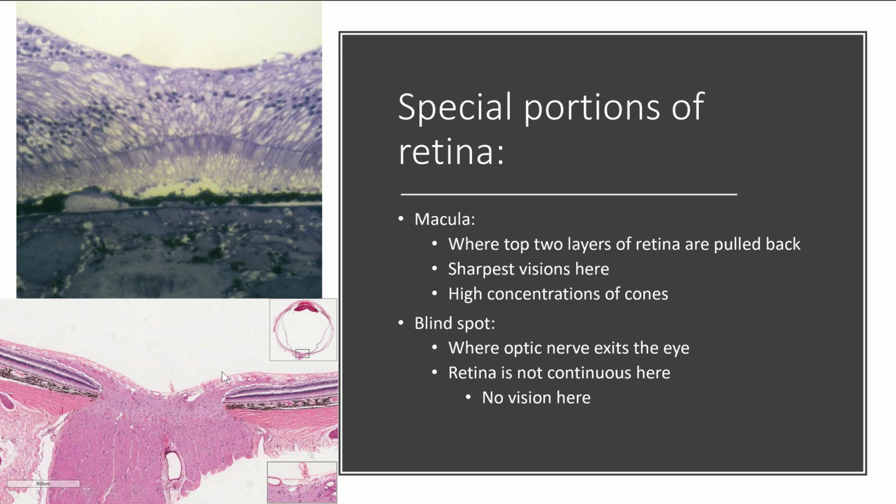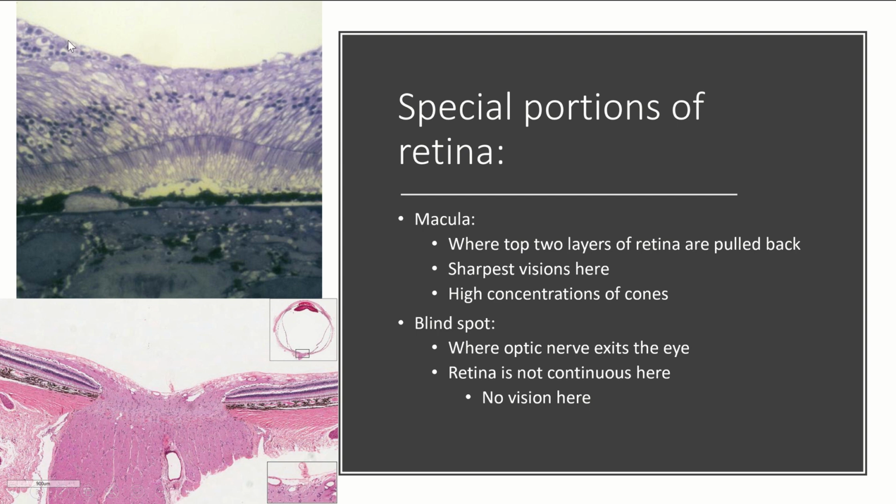And then we do have special portions of the retina. And you guys do need to distinguish these from each other, because they kind of look the same, and they're very different. So the first one is going to be the macula. The macula is the special portion where the top two layers, so the ganglion layer and the bipolar cell layer, are peeled back and pushed out of the way to expose the rods and the cones below.